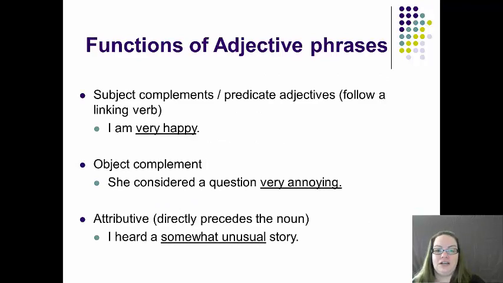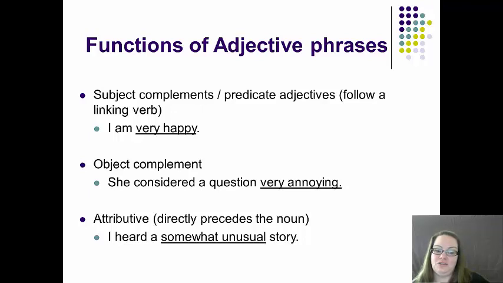Adjective phrases can function as subject complements, okay, like I am very happy. So am in this case is a linking verb that links the subject with its complement. And we see here that in our adjective phrase we have both an adjective and an intensifier, which, like I said, we're going to learn in the next presentation that very is an adverb. Okay? They can also occur as an object complement, where we're giving information that complements the object instead of the subject. Okay, so she considered a question very annoying.